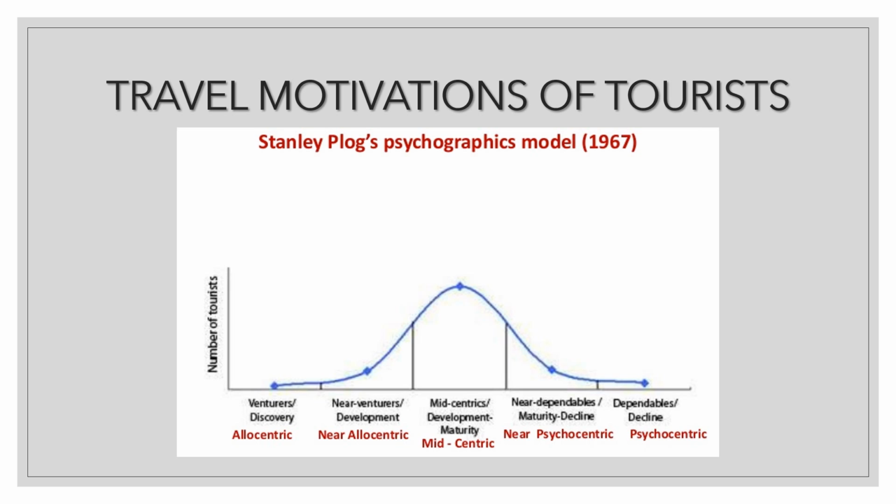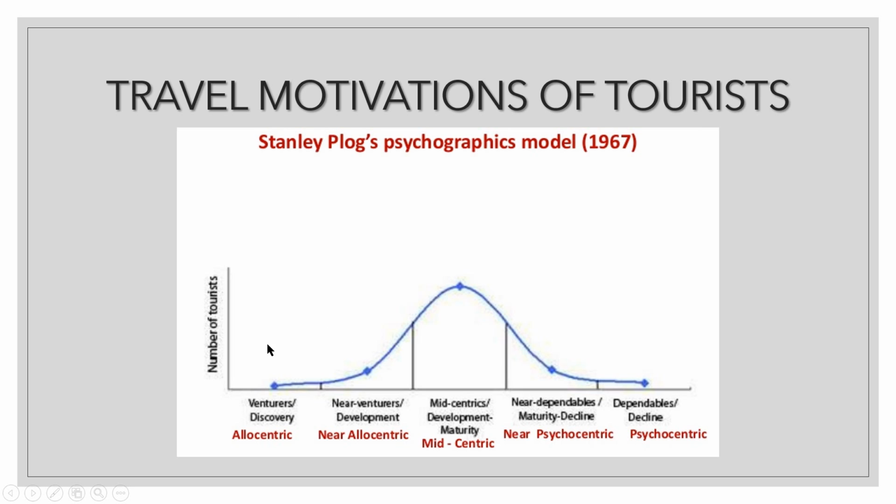Mid-centrics are in the middle of both. That's why they are called mid-centric. So sometimes they could go to adventurous activities but not so risky. And sometimes they want planned but not everything planned. So they just accept, or they just go with the flow. So how is this travel motivation related to this type of tourists?